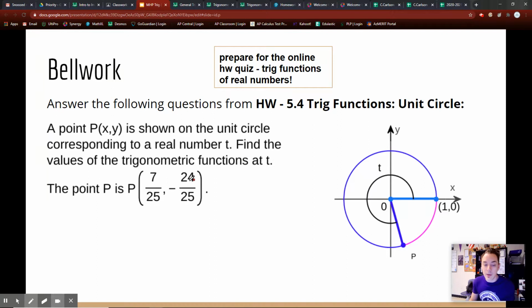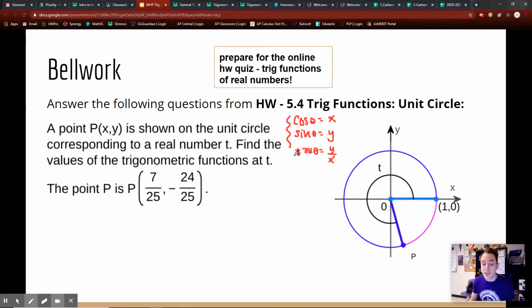So what did we learn? I'm just going to recap what we learned yesterday. We learned that cosine of theta, no matter what, will equal x. We learned that sine of theta equals y, and that tangent of theta equals y all over x. That's the big trinity of trigonometric functions, and those are the only three I'm going to define. What does that mean for us?